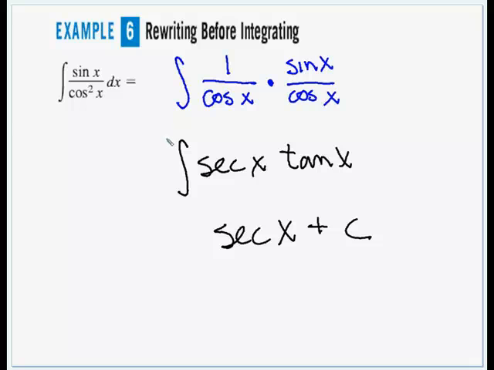And that'll be a good place to stop this video. We can pick up in the next video and finish off this section.